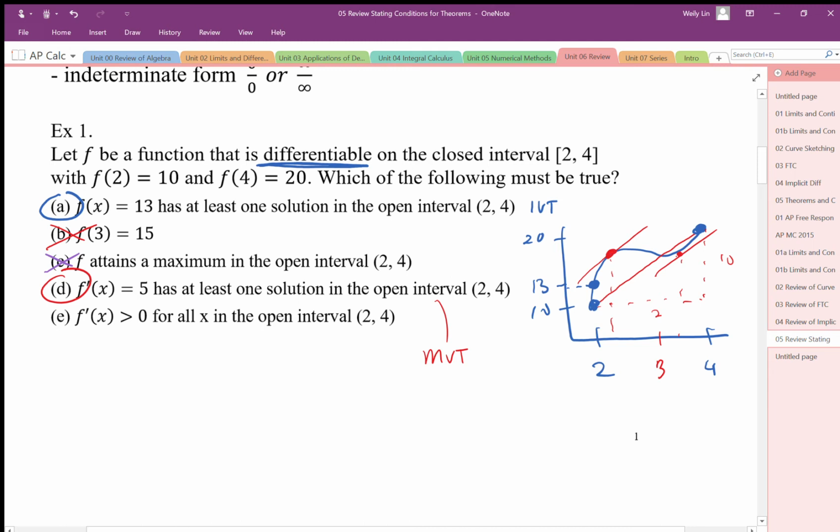For E, f prime of x is greater than 0 for all x in the open interval. We don't necessarily know this is the case. In fact, the way we've drawn it, notice that it does go down. So f prime is not always going to be positive in that open interval, so we have to eliminate it. So the possibilities are A and D. Due to IVT, we can say A is true, and for MVT, we can say that D is true.